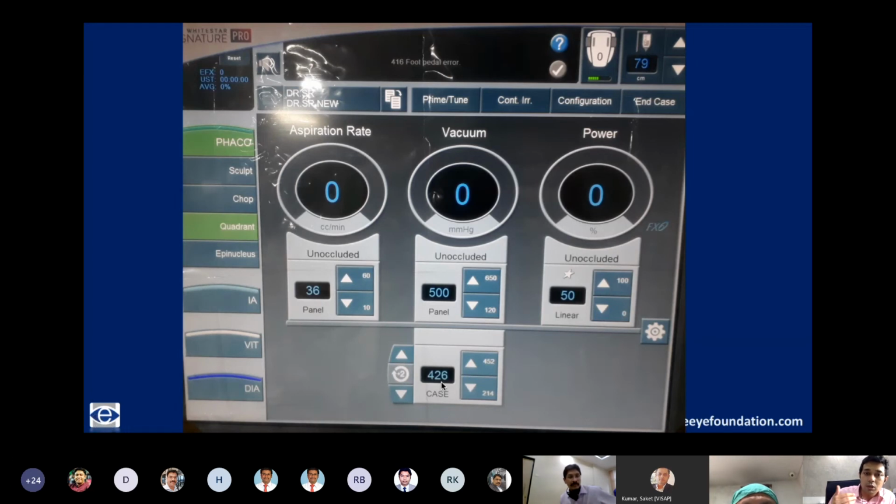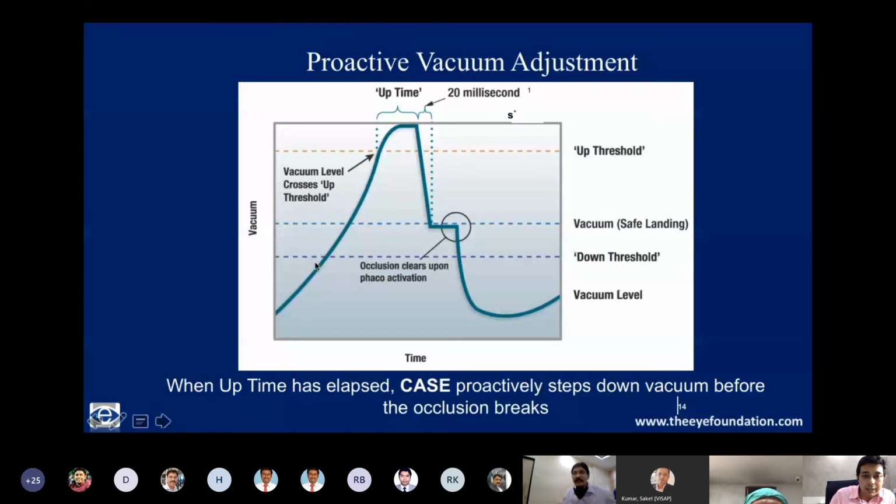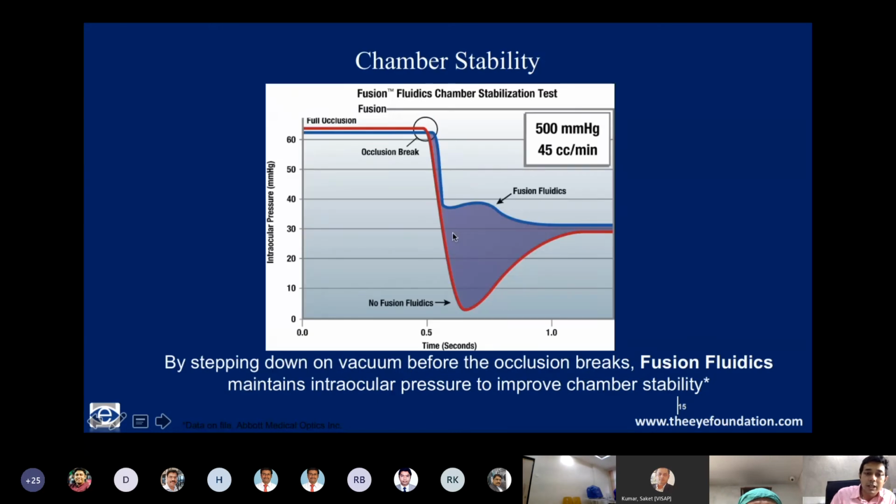And therefore, when the occlusion breaks, you don't have any sudden surge and there is no excess fluid drawn into the phaco tip, which actually leads to the surge. Again, I'll depict in this picture. So you have the vacuum slowly building up, you have the uptime. And once the peak vacuum is there for 20 milliseconds, it automatically leads to a safe landing. So when the occlusion breaks at this point, you're not breaking here, but instead you're breaking at a much lower and safer level. And therefore, the amount of fluid evacuated from the anterior chamber is much lesser and much more gradual, giving you excellent chamber stability.